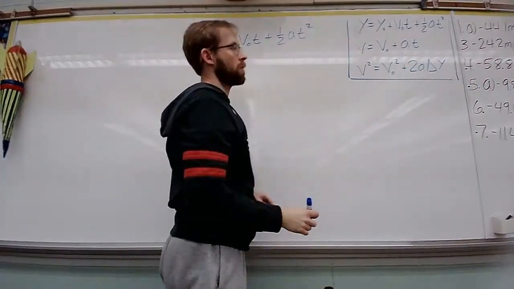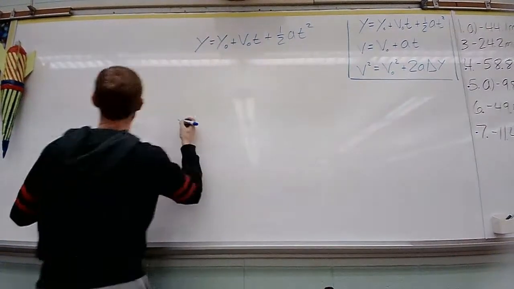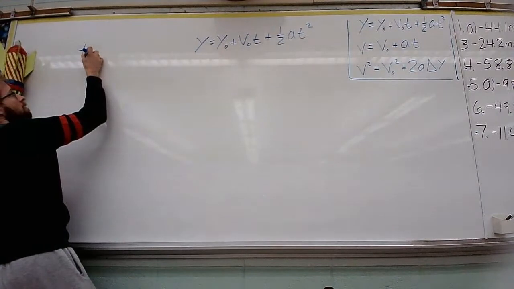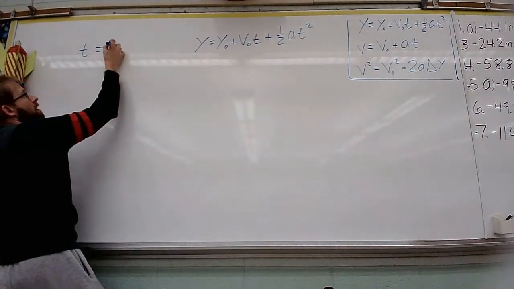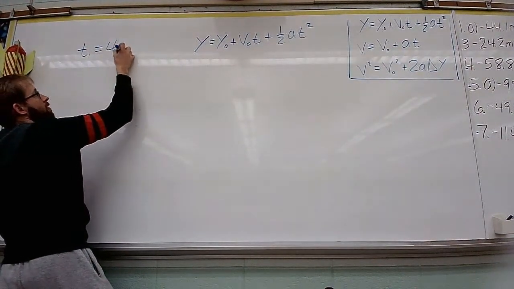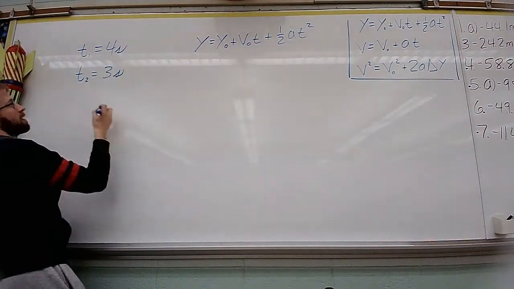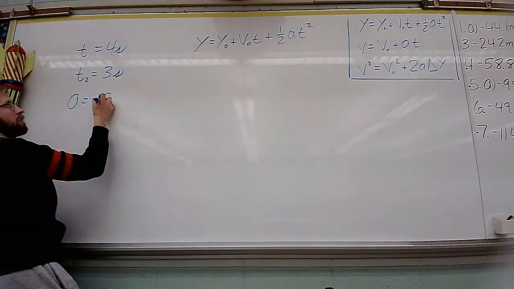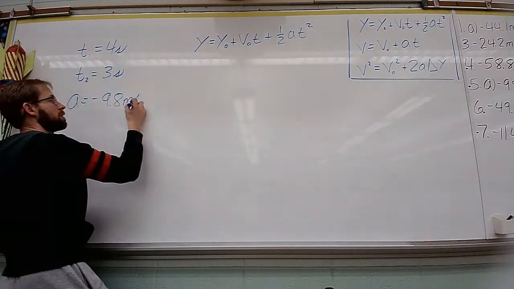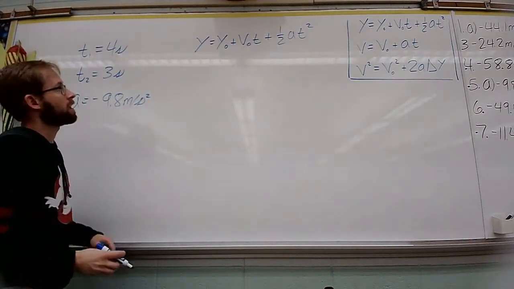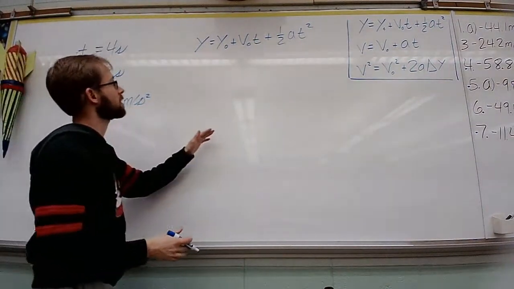Now we know a couple of things about this. We know that the first time he just lets it go, maybe they say that's T1, that's equal to 4 seconds when he just drops it. But if he throws it, it takes 3 seconds to hit the ground. We also know acceleration is negative 9.8. So we've got that in our back pocket. But that's all we know. So let's just see what happens here.